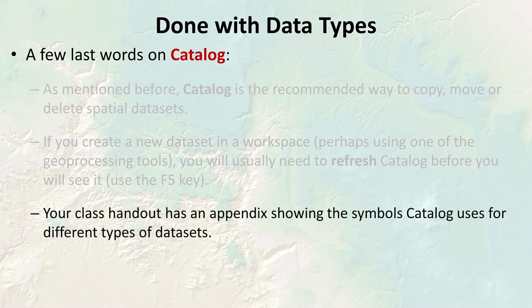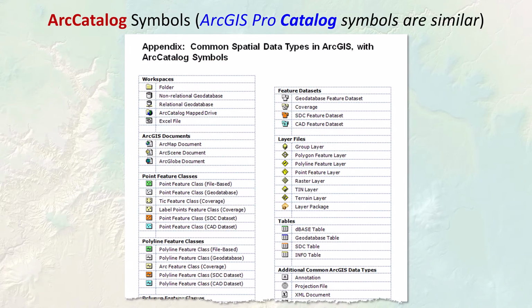One last thing, your class handout has an appendix showing the symbols that ArcCatalog uses for different types of data sets, if you're curious. So take a look. These are how ArcCatalog will illustrate a folder, or these non-relational or relational geodatabases, Excel files, feature classes, etc.